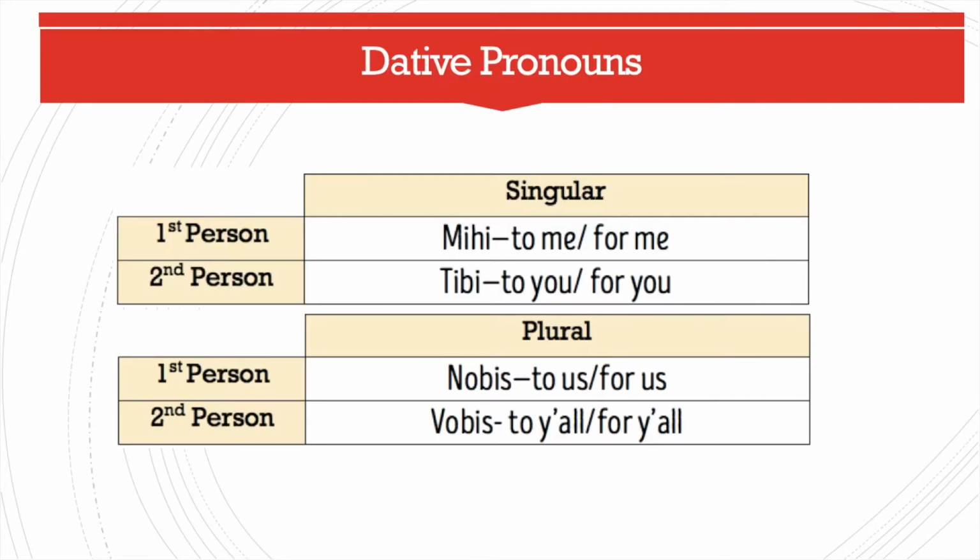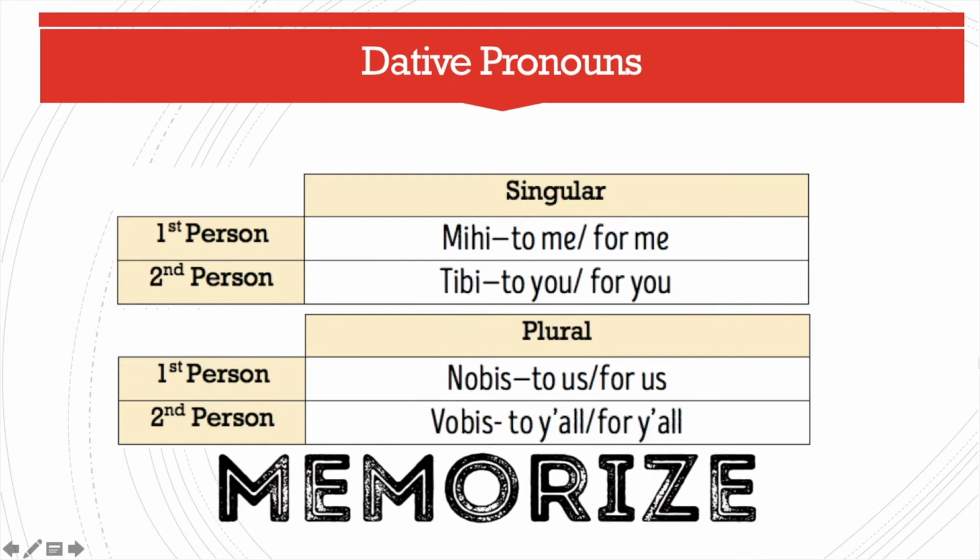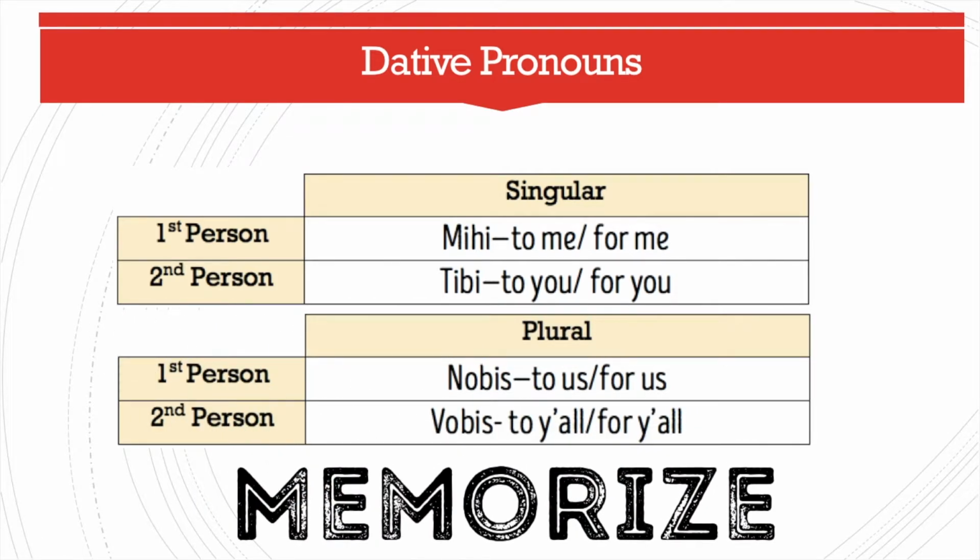Dative pronouns. I wish I had some great way to tell you how to memorize these, and you do see that the I is the third declension singular dative ending, and the IS is the first and second declension plural ending. But really, you just need to memorize these so that you know if you see vobis to translate it to y'all or for y'all.